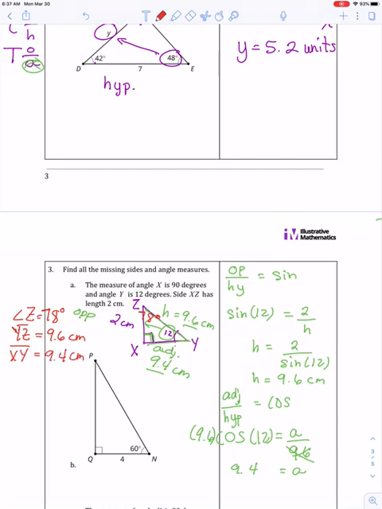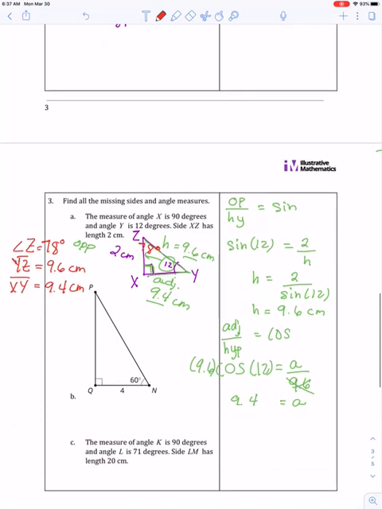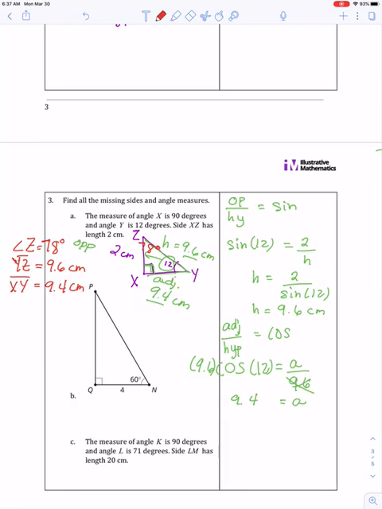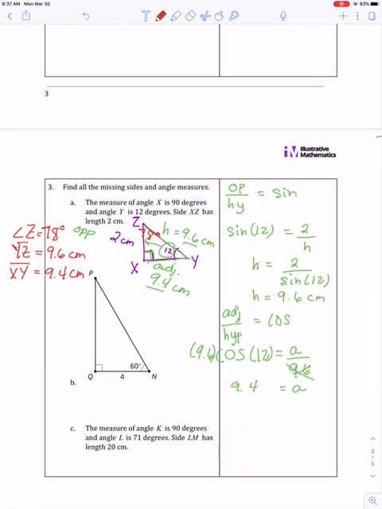Yeah, so there's everything that we found on that one. Okay, we're going to be doing the same thing with part B. All right, part B. I'm going to erase some of this over here so I have a little bit more room.